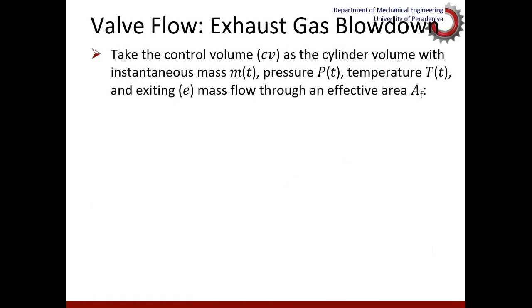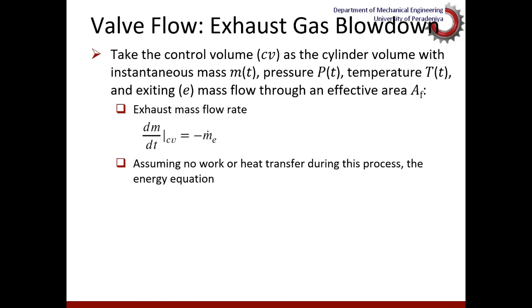It enhances the overall performance by efficiently sending exhaust gases out of the system. Now, to look at what happens during this exhaust gas blowdown in a simplified way, let's consider a control volume in the exhaust process with the instantaneous mass m_t, pressure p_t, temperature T_t, and E is the exiting condition, and effective area of the valve flow is AF. So the exhaust gas mass flow rate out of this control volume is dm over dt, and that is going out of the system. Therefore, it is minus m_e dot.